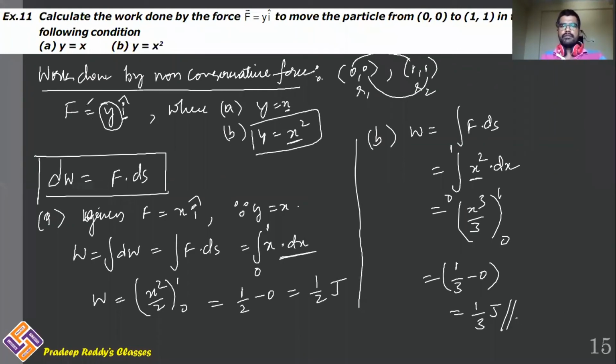The given force, which is variable, is only along the x-axis. Along the y direction, that force is not variable. Therefore, y limits you need not substitute in these problems. Because in problem A, y is given as x, and in problem B also, y is given as x square, which is variable with respect to x. Therefore, instead of ds, I am taking dx here.